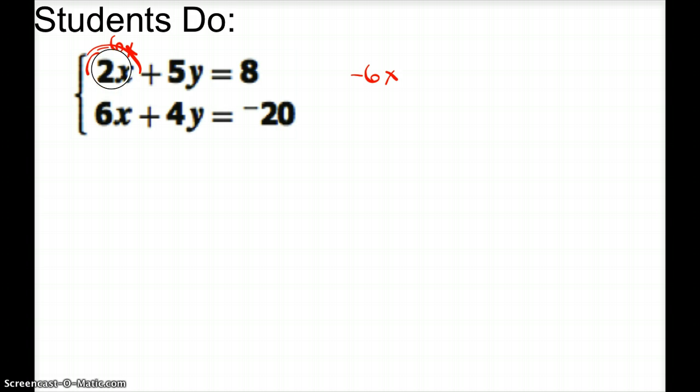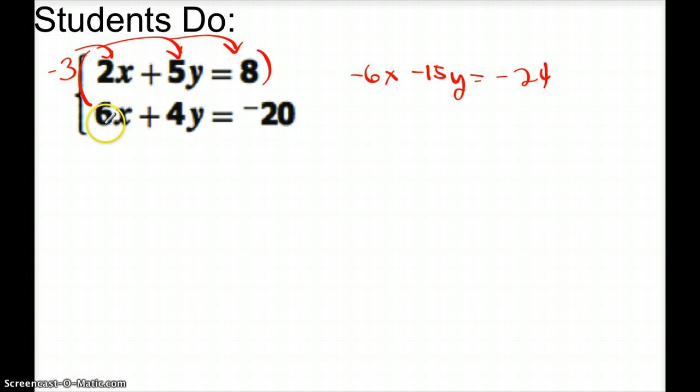Now that means I need to multiply this entire equation up here by a negative number. Because that's the only way to get a negative number. So negative something times 2 will give me 6. -3 times 2, -3 times 5, and 8. -3 times 2 is a -6x, -15y, and -24. The bottom equation can stay the same: 6x plus 4y equals -20.